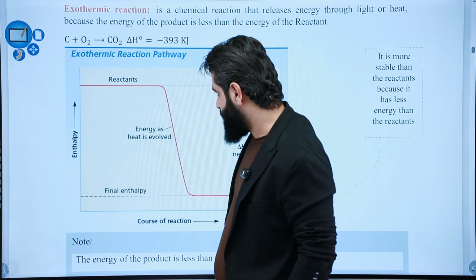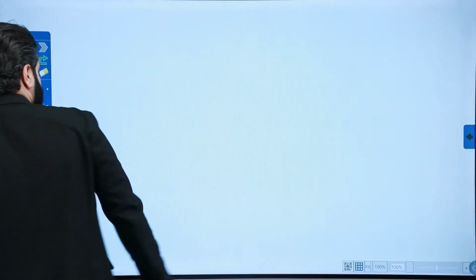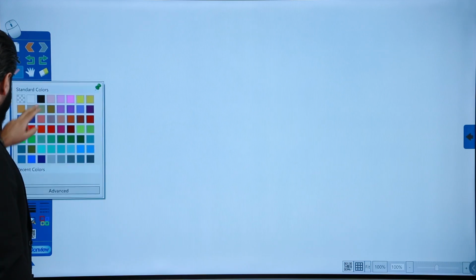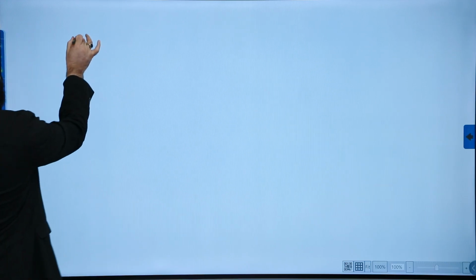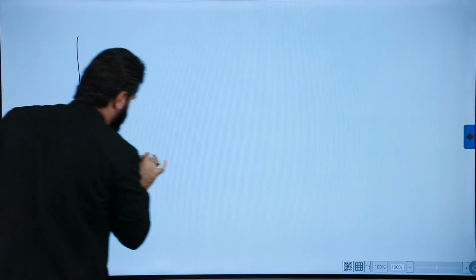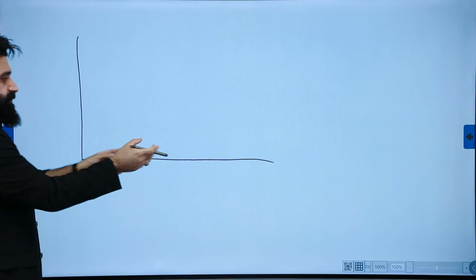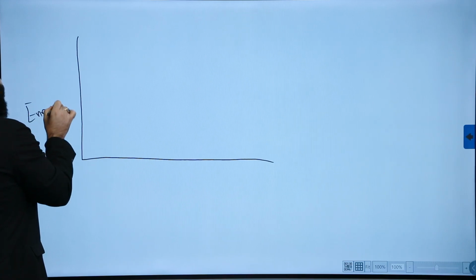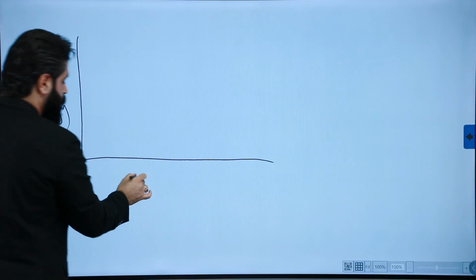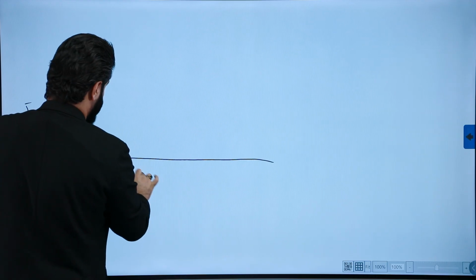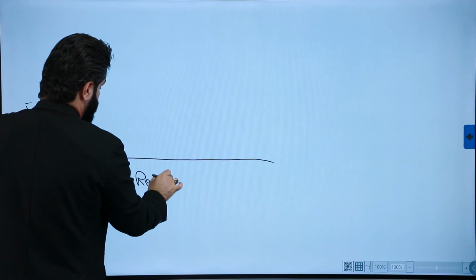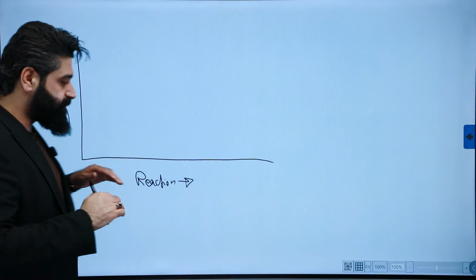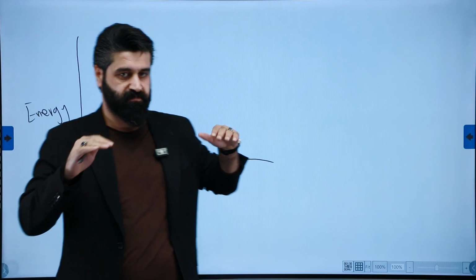Exothermic reaction. Here. Look, I'm trying to draw the picture from the first. Look at it. So we have energy axis with the course of reaction or reaction pathway. We have energy here, energy and course of reaction or reaction pathway. Good. Look, we have reactant and product.